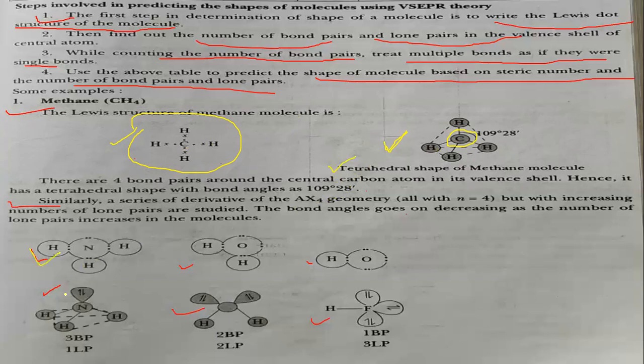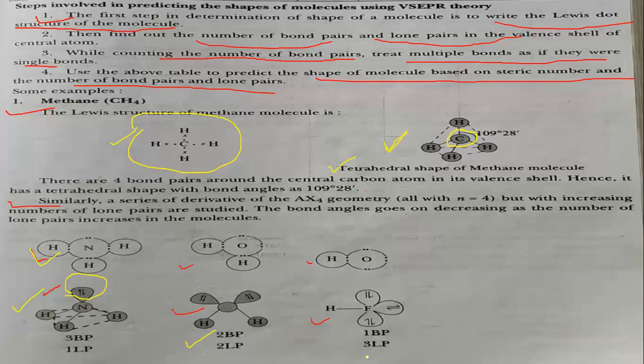In the case of ammonia, one lone pair and 3 bond pairs are there, so it is pyramidal in shape. In the case of water, there are 2 lone pairs and 2 bond pairs, hence it is V shaped. And for hydrogen fluoride, there is only 1 bond pair and 3 lone pairs, hence it is a linear structure. So this is how, by using the table, you can find out the shape of a molecule.